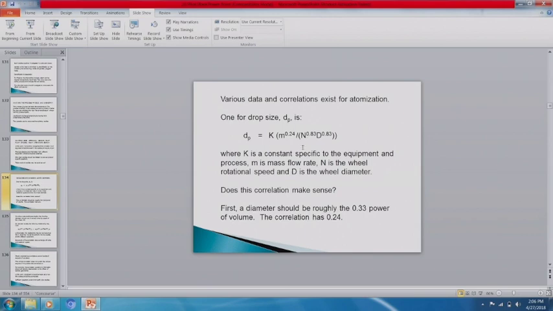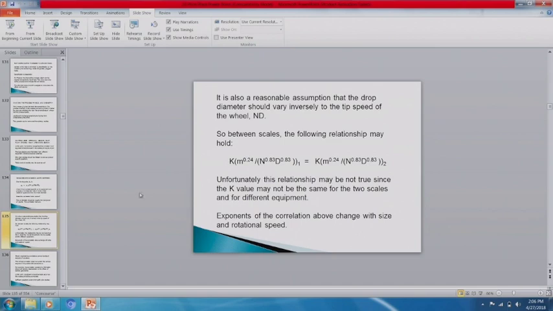Well, drop size is the mass flow rate divided by the rotational speed. Mass flow rate divided by the rotational speed. This lead constant is another objective of your scale-up study. You want to figure out what that value is. So you put scale 1 to scale 2, set them equal to each other. This will give you equal drop size on scale 1 to scale 2. This relationship may not be true since the K values may not be the same between the two scales and for different equipment. The exponents may change with size as well.